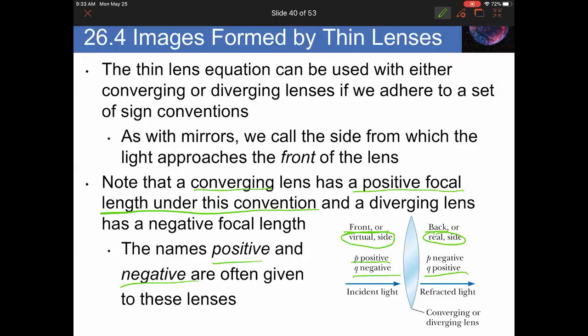This usually works when you do two lenses, where lens one generates an image in the back of lens two and things like that. But we're not going to be doing two lenses in this class. Okay, so make sure you are comfortable with the sign conventions.